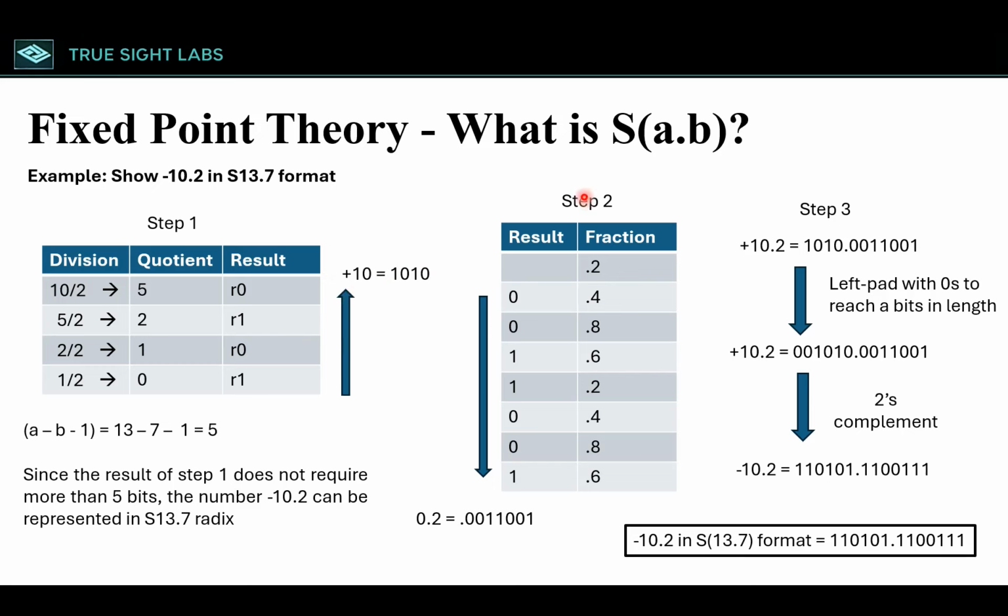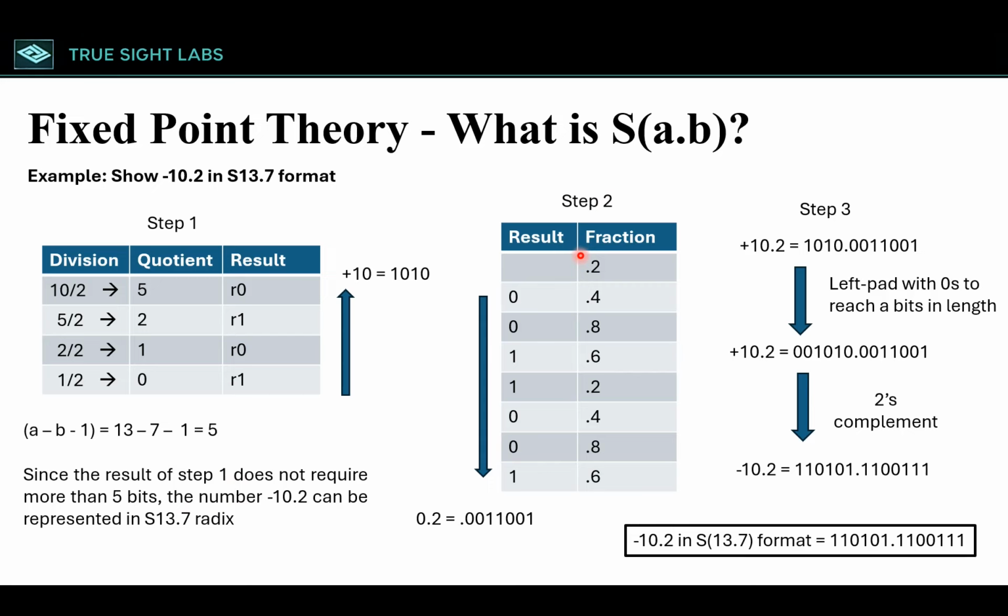And the way we know if we can continue to step 2 is if this condition is met. So A minus B minus 1: A was 13, B was 7, then minus 1. So that expression is equal to 5. Since the result of step 1 had 4 bits, and does not require more than 5 bits, the number -10.2 can be represented in S13.7. So because this condition was met, we can go into step 2.